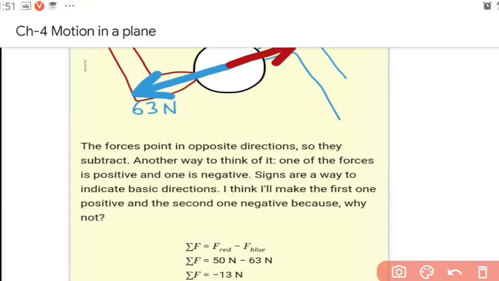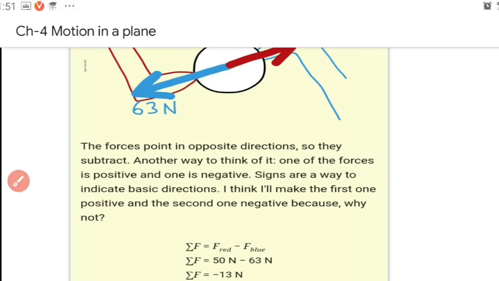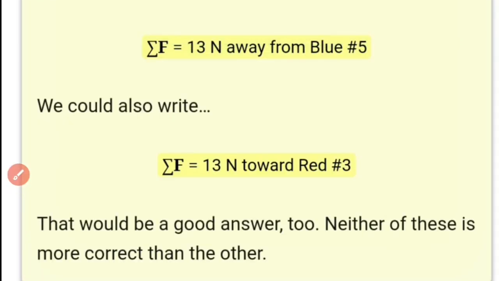This is the direction of that negative 13. So negative 13 is in the direction towards red, or away from blue. That's how you can state the direction, because that is the direction. It is towards red. This is the direction also, towards red or away from blue. That is the direction of that resultant force. So how to state the direction? That is 13 Newton towards red, or it is 13 Newton away from blue.